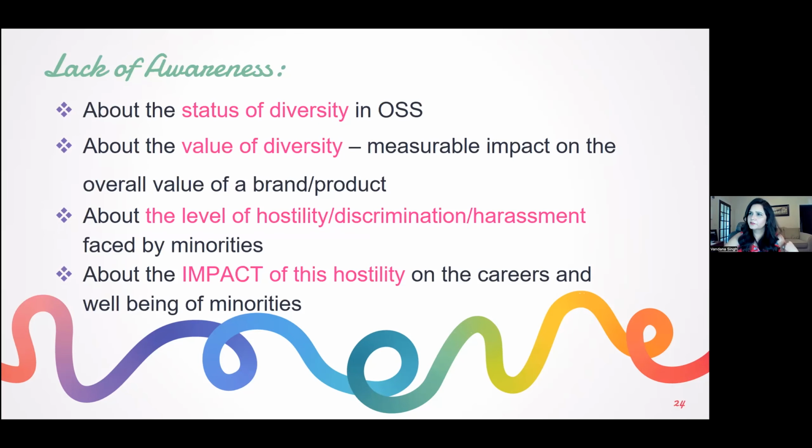So what does the lack of awareness look like? It is about the status of diversity in open source software. So I don't know how many of you were shocked by the numbers that I was sharing, but usually that comes off as a shock to people because they don't think it is that low of a number. About the value of diversity, like why should we have everyone? Why should there be diversity? The Jamboard thing that we did. What is the measurable impact on the overall value of a brand or product? Also about the level of hostility and discrimination and harassment faced by minorities.